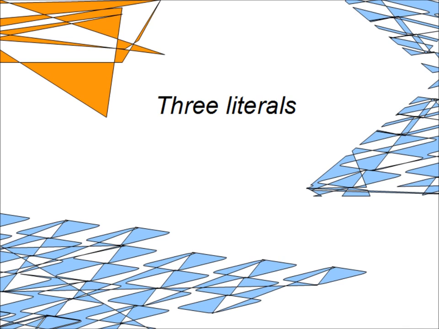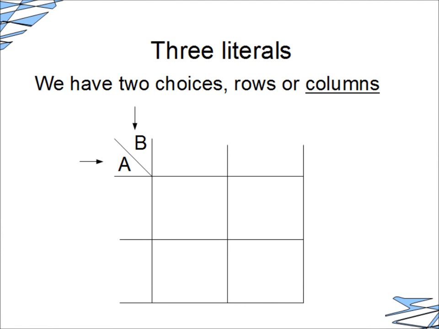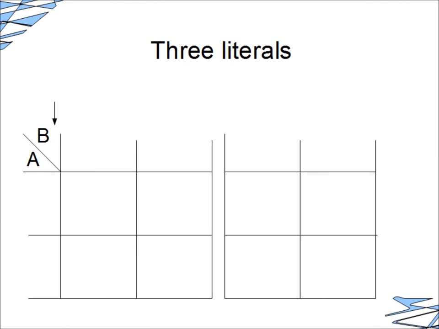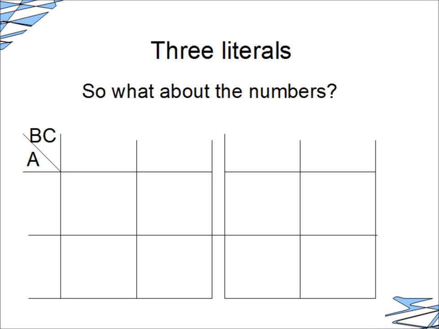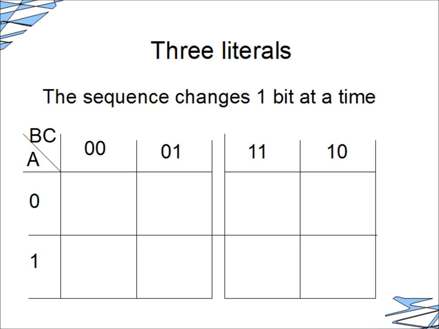Okay, so let's look at 3 literals. With 3 literals, we get 2 choices. We can add more rows or columns. We're adding more columns, which means we have, aesthetically, a pair of 2 input Karnaugh maps, side by side. But what we're actually going to be doing is adding more elements to our columns. We're going to add a C. And as for the numbers, we're going to need 2 of them, one for B and one for C.